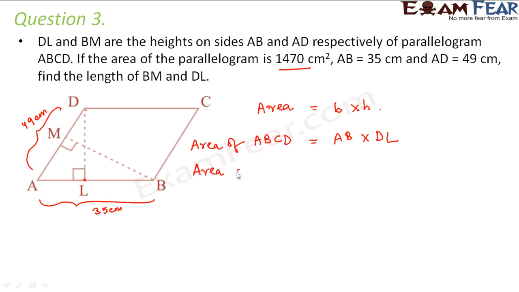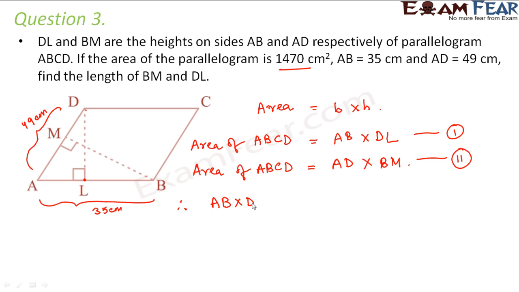Now let us say I want to calculate the area of the same parallelogram, but instead of considering AB as the base, I consider AD as the base. We can definitely do that because any side can act as a base. But the only constraint is that if we consider AD as the base, then the height would be that perpendicular which falls on AD from the opposite vertex. That means the height would be BM. So looking at equation 1 and equation 2, both of these values are equal because both represent the area of the parallelogram. Therefore AB into DL is equal to AD into BM.